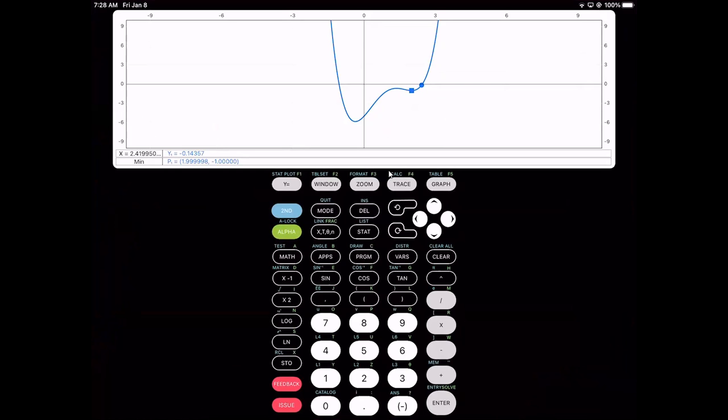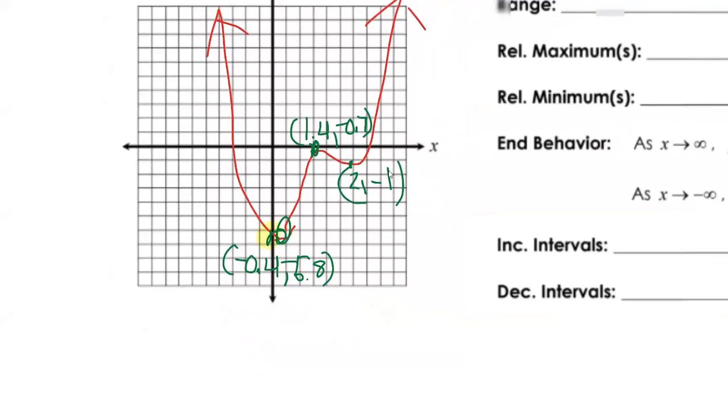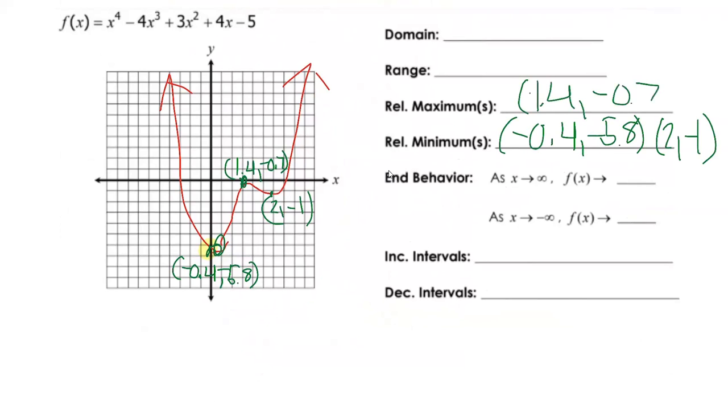Because your calculator is just approximating, it's not doing anything intelligent. It's just running an algorithm. So it would be 2, negative 1. So the first thing I'm going to do is write these over here. So we found our minimum. We actually had 2 minimums, so I shouldn't write as big as I did, but luckily I could fit it. And then we had a maximum here.